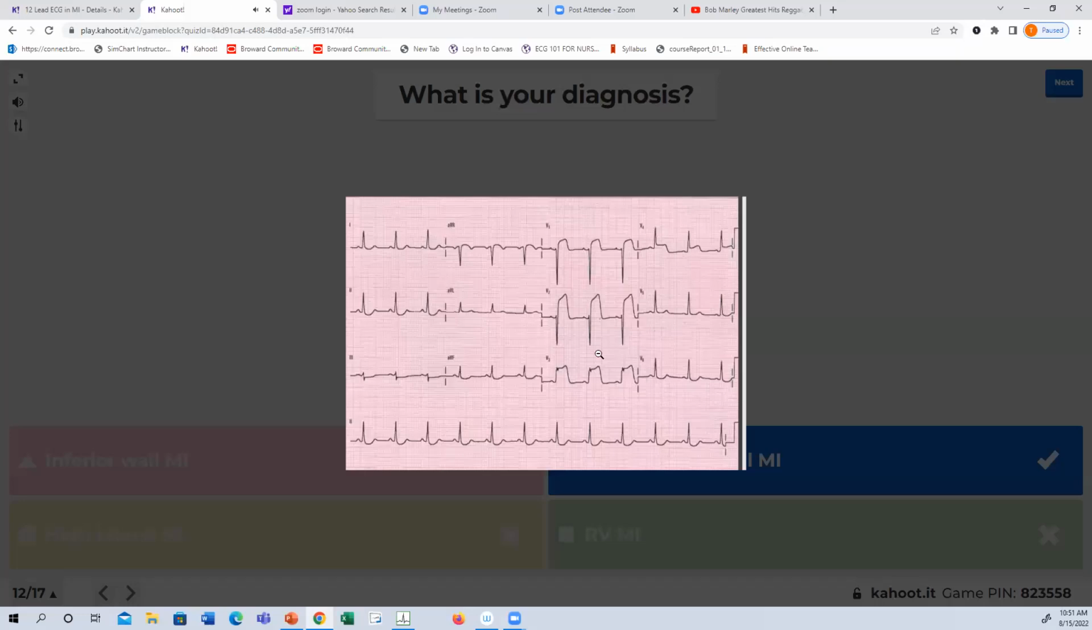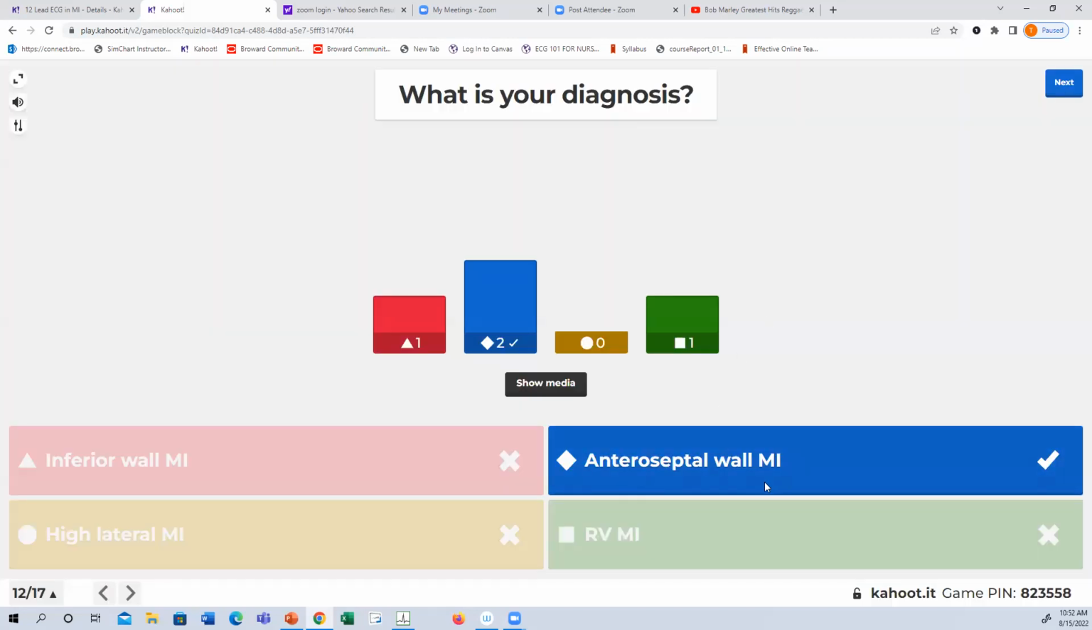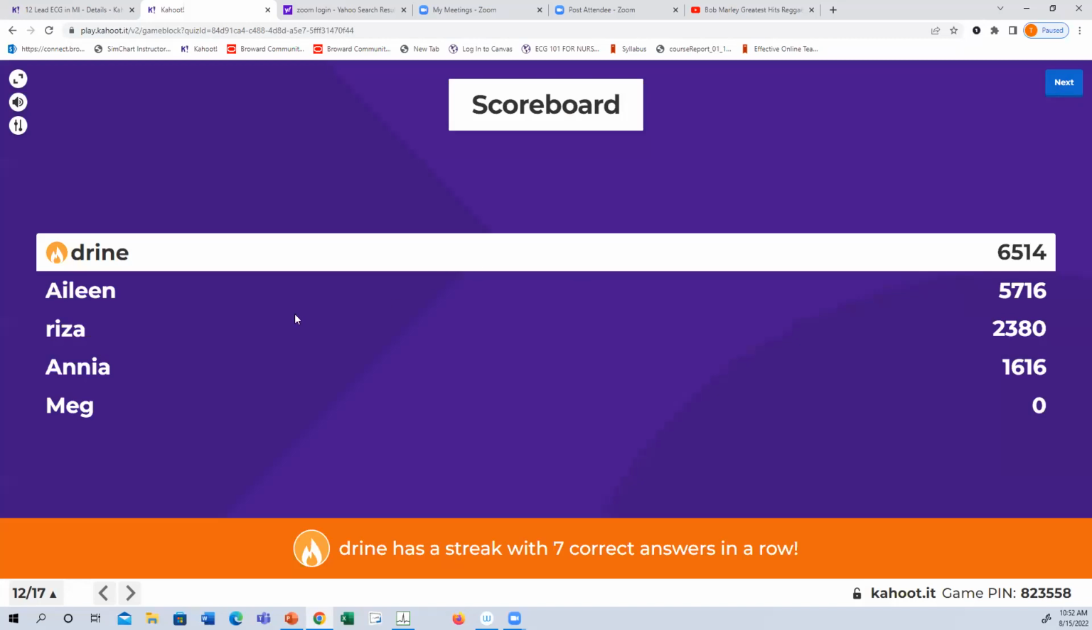Okay, so let's see. There's ST elevation in V1, V2, V3, and V4. And that's it. So V1 and V2 is septal, V3 and V4 is anterior, and therefore the correct answer is anteroseptal wall MI. Two of you got that correctly, and congratulations again to Drine and Eileen.